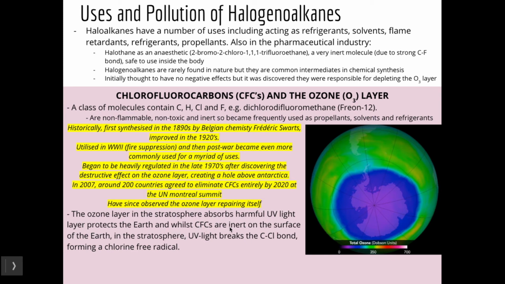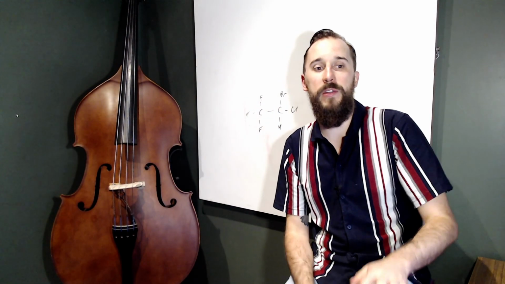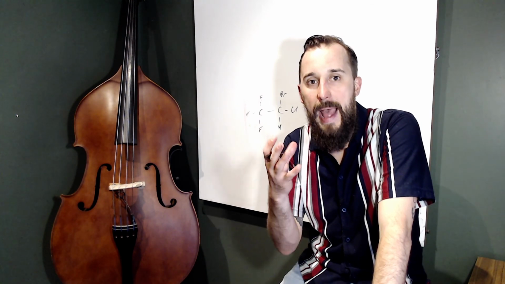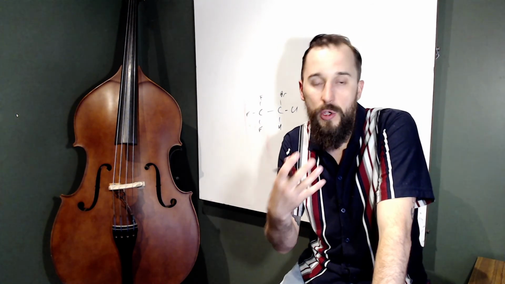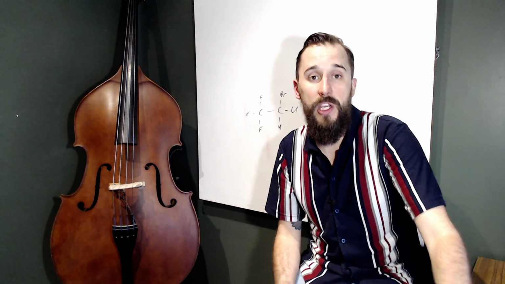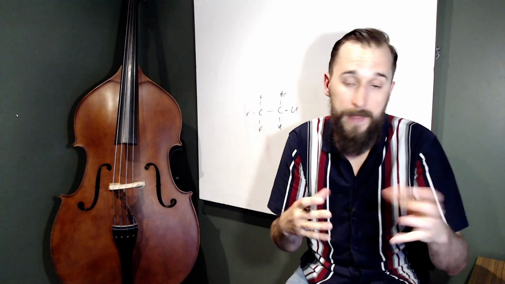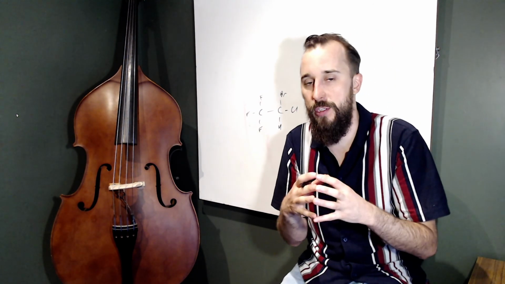And whilst our CFCs are inert on the surface of the Earth, in the stratosphere, UV light breaks the C-Cl bond, forming a chlorine free radical. Free radicals are something we looked at when we looked at our alkanes. Super, super reactive, well, I won't say atoms because they're not, they're free radicals. Super reactive species, and these can go on to have chain reactions that deplete the ozone concentration.